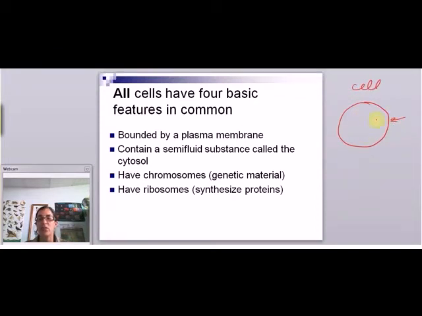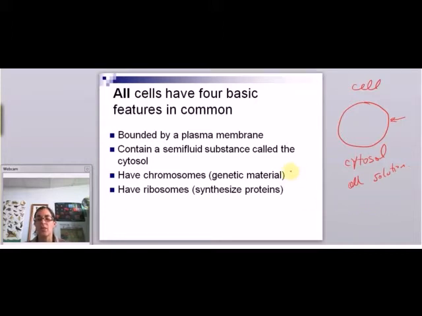The inside, you can imagine the cell kind of like a balloon, the air filling it, is the cytosol. And so this is a fluid or jelly-like substance that fills in the cell, and this word literally means cell, cyto, and sol for solution. So it's the fluid inside of the cell.